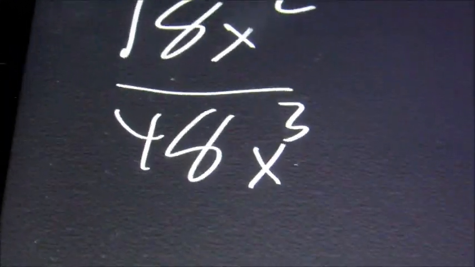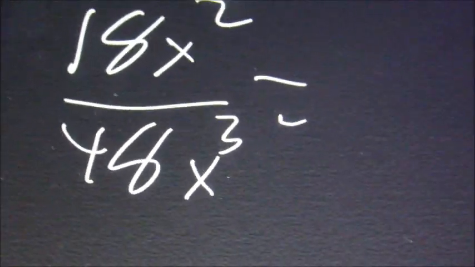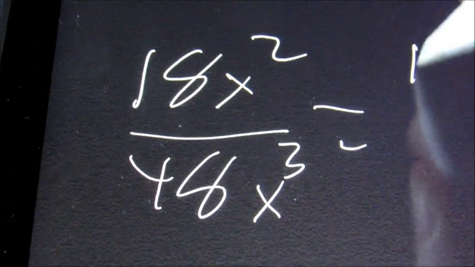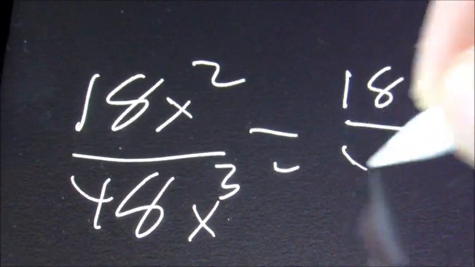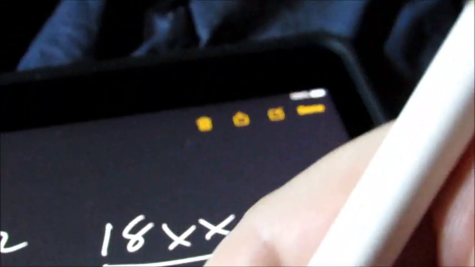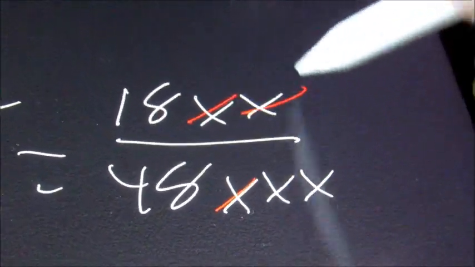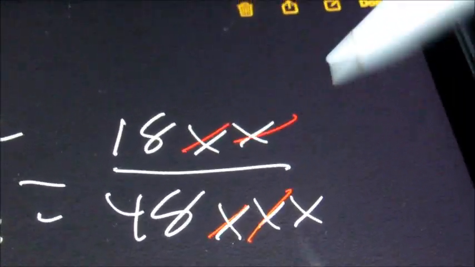Next, let's say that we have 18x squared over 48x to the 3. I'm going to split this up. So we're going to have 18xx over 48xxx. So when we have this, this x and this x will divide to be 1. This x and this x will divide to be 1. Now we have an x in the denominator but none in the numerator.